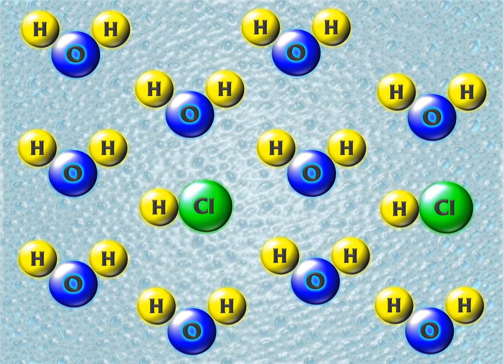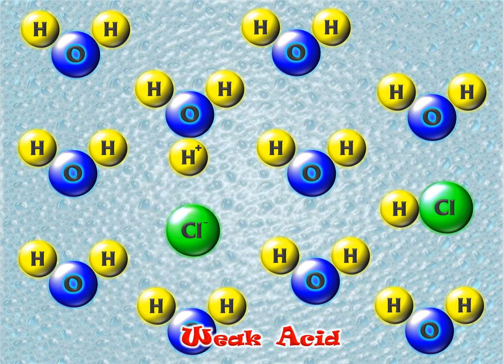On the other hand, what if only some of them dissociated? If only half of your molecules actually dissociate, well then you're only going to get half as much hydronium as you have molecules. Well, that's going to be a lot weaker. So what if only 10% dissociate? That's going to be even weaker still. What if only 1% dissociate, or 0.1%?